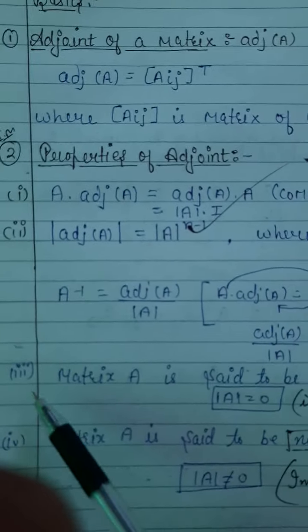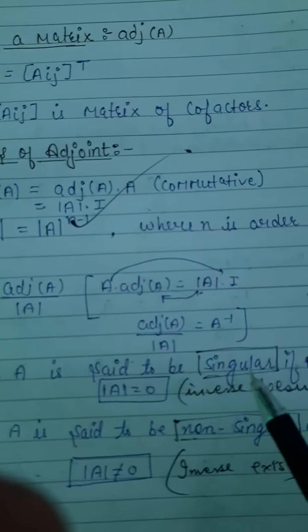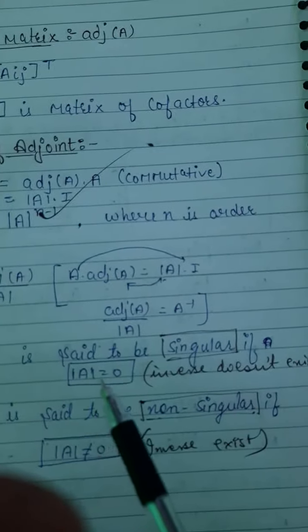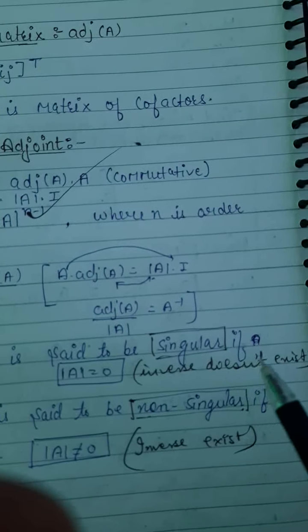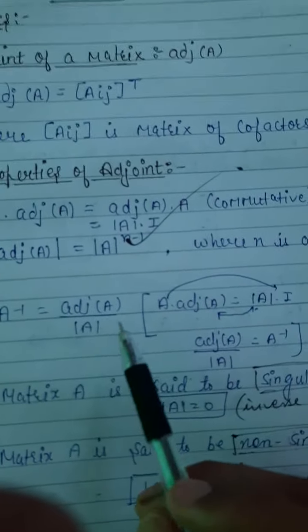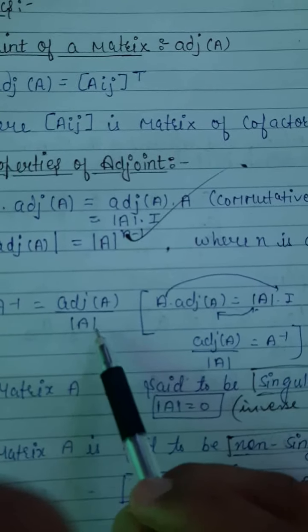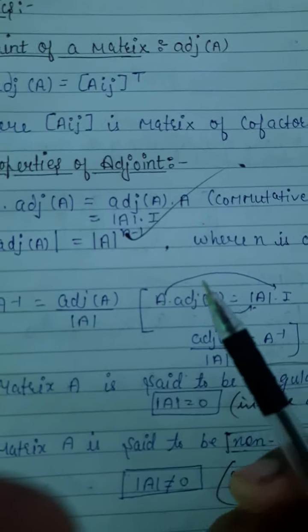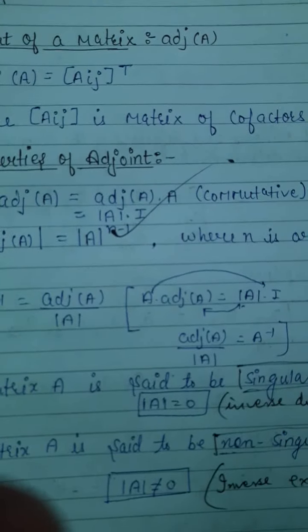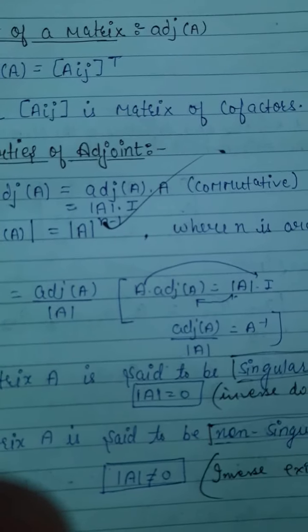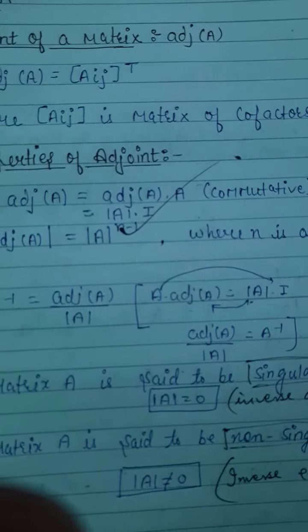Now the third point is a matrix A is said to be singular if modulus A is equal to 0. Inverse does not exist. What does it mean? If your modulus A comes 0. How to find modulus A? I taught you expanding 2 by 2 and 3 by 3. So after expanding, whatever answer comes, that is your modulus.